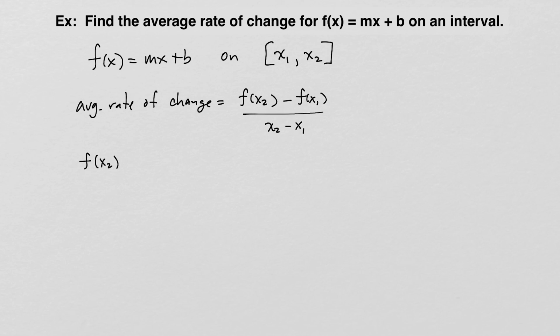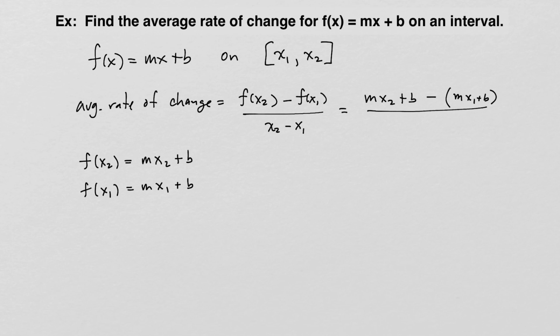What is f of x2? Well, f of x is mx plus b. So for f of x2, we are going to plug x2 in for x. So we get m times x2 plus b. F of x1 is very similar. It's going to be m times x1 plus b. So the difference quotient, the average rate of change, is f of x2, which is mx2 plus b, minus f of x1, which is mx1 plus b, all divided by x2 minus x1.